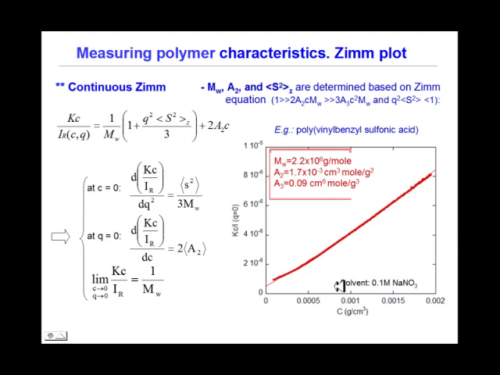Here the polymer concentration is ramped continuously, so no samples are made, no errors are introduced, and molecular weight of the polymer, virial coefficients, and other features are obtained automatically. An example is shown in the figure on the right for a polymer sample in aqueous solvent.